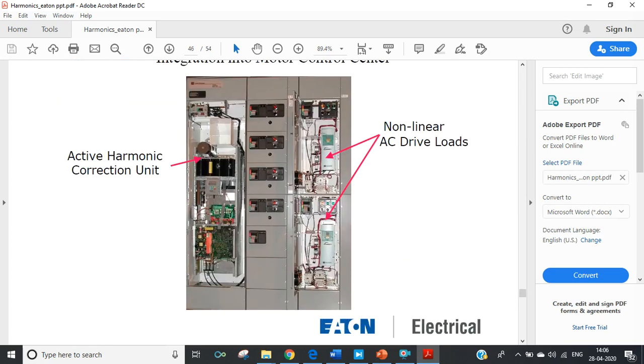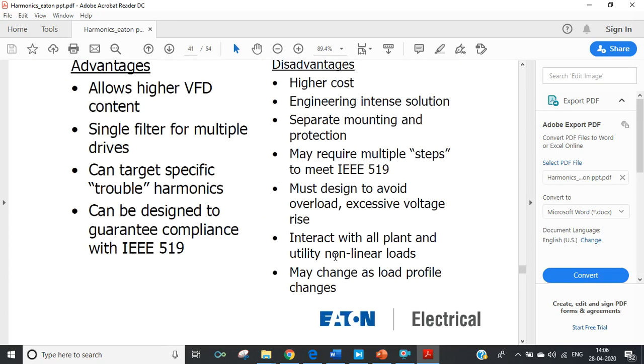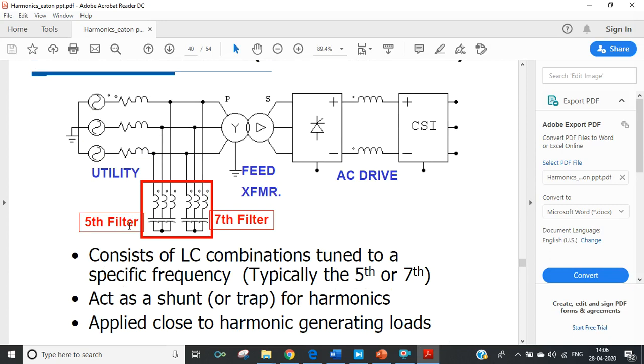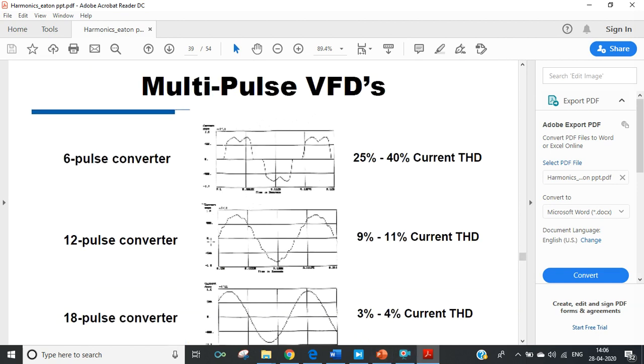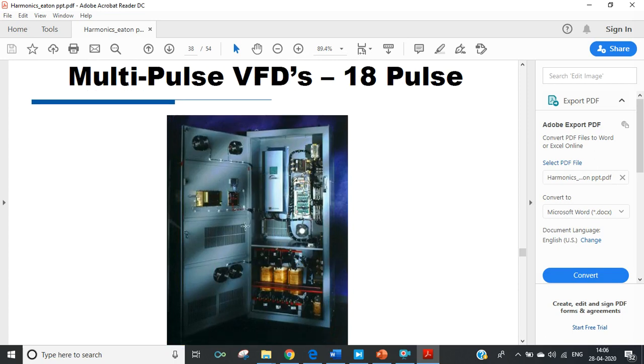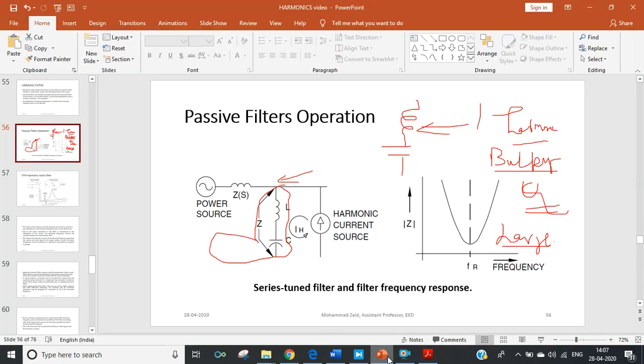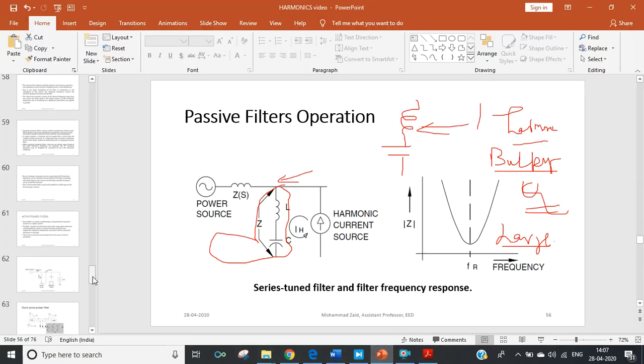Okay, so in many applications, in drive applications and others, for example, this is the passive filter which is connected for the 5th and 7th harmonics, so that the harmonics should not go into the line side. This is also a VFD, variable frequency drive, 18 pulse. It is also acting like a filter for higher order harmonics.